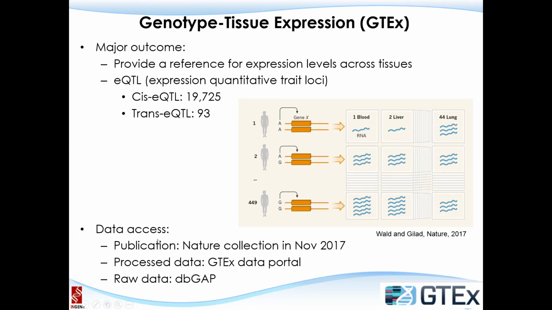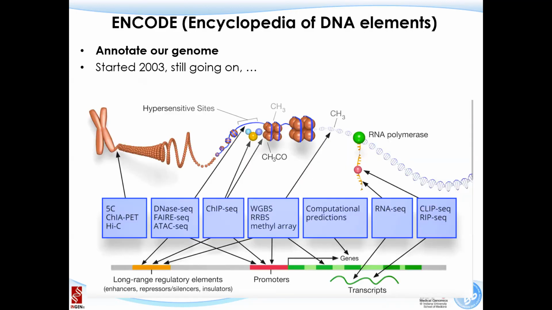Okay, so for the publication, there was a Nature collection of publications last year in November, and I encourage you to take a look. The processed data can be found in the GTEx data portal, in many cases in a directly downloadable format. You can download the normalized gene expression levels. If you do need the raw data, you probably need to go through the dbGaP database, which I will introduce a little in later slides. So that is GTEx.